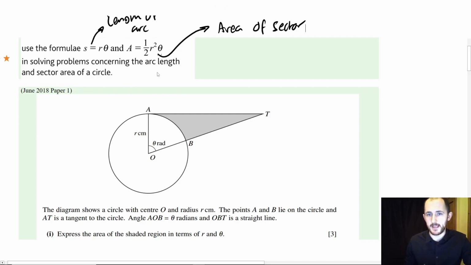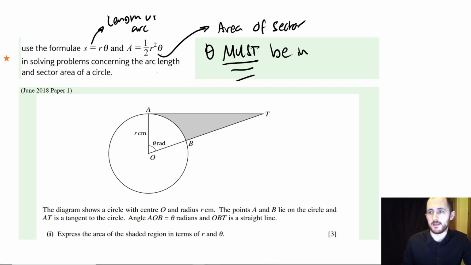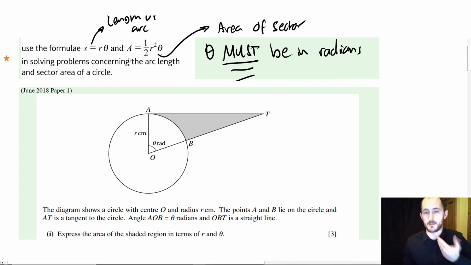Well, the key thing here is that theta must be in radians. So you can always use these formulas, 100%, right? Because you can convert from degrees to radians. So it doesn't actually matter in that sense, but for these formulas to work, theta has to be in radians. So either convert to radians or use it if it's in radians. Okay? So that's something you have to keep in mind.